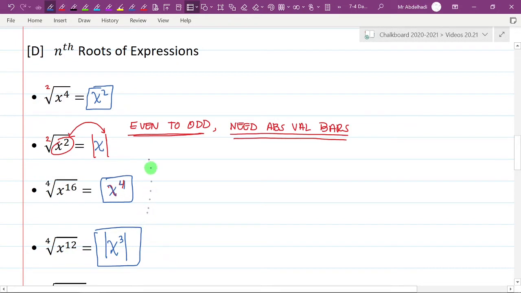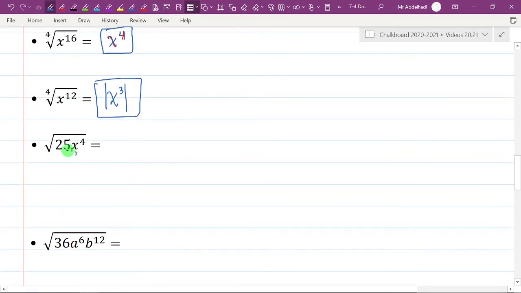Even to even? No. Odd to odd? No. Odd to even? No. Just even to odd. Now this one's got two things inside the square root. It's got a 25 and an x to the fourth. It's 25 times x to the fourth.